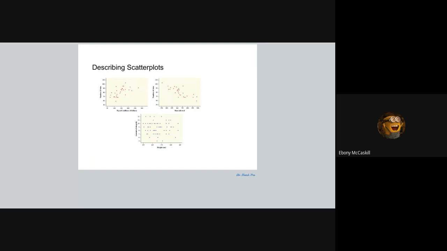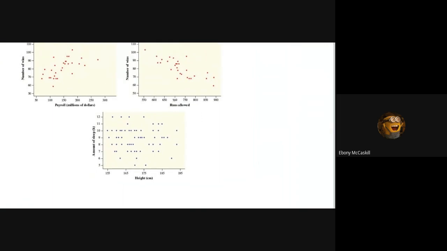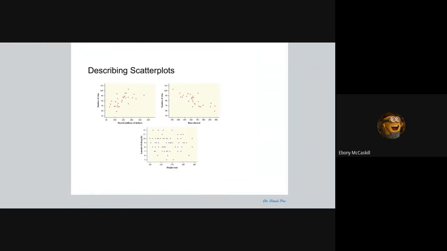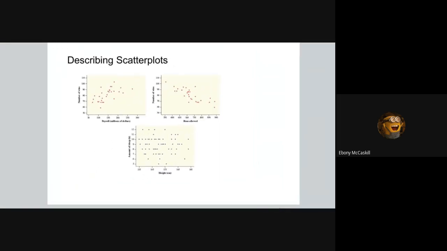Okay. I hear a few positives. I heard no. Let me zoom in. First one is a positive association. Notice how if I take my finger and follow the lines, although they're not in a straight line, they're not close together, I can still see that they're trending upwards.